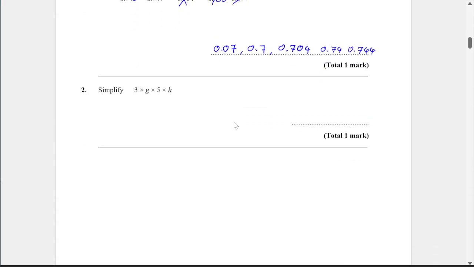Okay, question 2, simplify. So we can take out all the multiplication signs in effect, and we can simplify 3 times 5 into 15. So that's going to be 15, GH or HG, A, B, C, D, E, F, G, H. I tend to try and put them in alphabetical order.